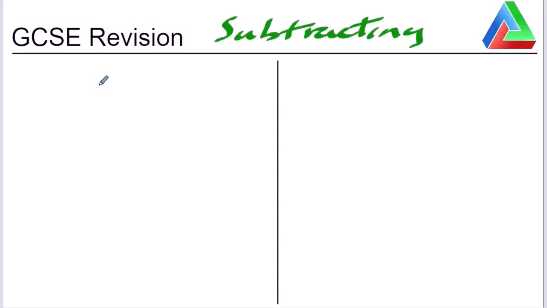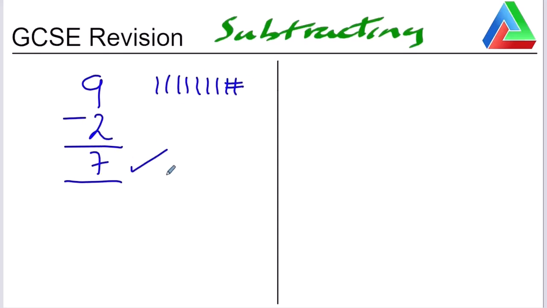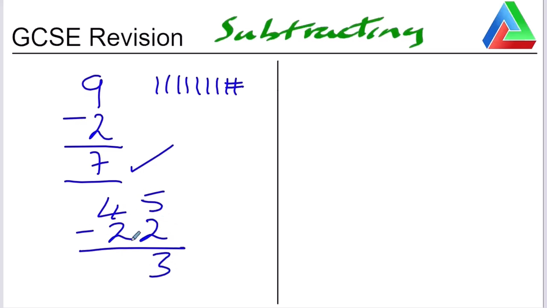Okay, a bit of a refresher on subtracting. I'm going to assume you can do this. 9 minus 2 is 7. If you have to use tally marks, use tally marks. And then you can do this: 45 minus 22, subtract by columns. 5 take away 2 is 3. 4 take away 2 is 2. So the answer is 23. So that's my starting point.